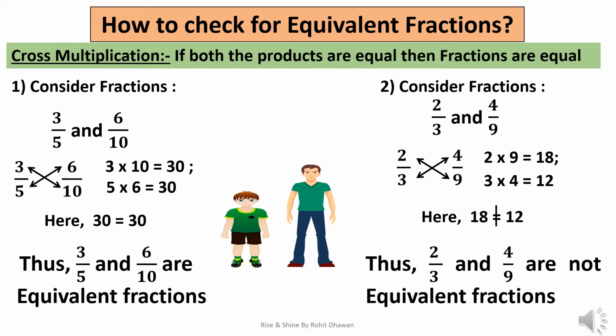So, my dear students, we can conclude the following fact. In a pair of equivalent fractions, the product of the numerator of the first fraction and the denominator of the second fraction is equal to the product of the denominator of the first fraction and the numerator of the second fraction.